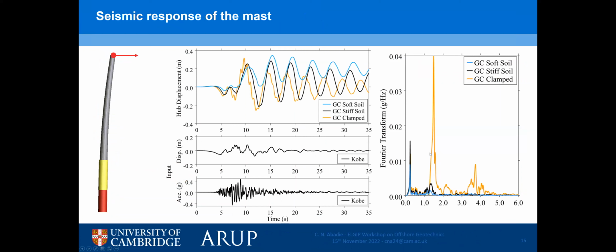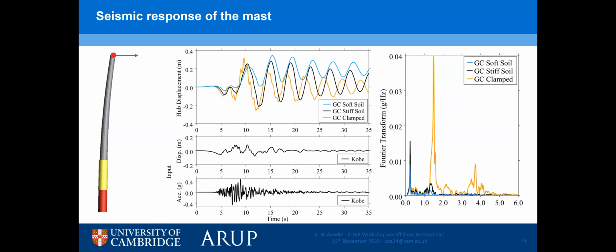And first, looking at the mast response, what we looked at is the displacement at the top, because if you're a manufacturer, that's sort of what you're interested in. It guarantees the integrity of your blades. So it's quite important to look at that. At the bottom, you've got the acceleration that we provided to the system. And at the top, you have the hub displacement.